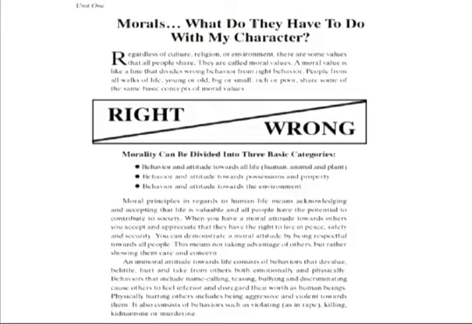And continuing on, remember it said that moral principles in regard to human life means acknowledging and accepting that life is valuable, and notice all people have the potential to contribute to society. Remember, society is supposed to be a group of people that live by a common body of laws or rules. When you have a moral attitude towards others, you accept and appreciate that they have the right to live in peace, safety, and security. You can demonstrate a moral attitude by being respectful towards all people. This means not taking advantage of others, but rather showing them care and concern.